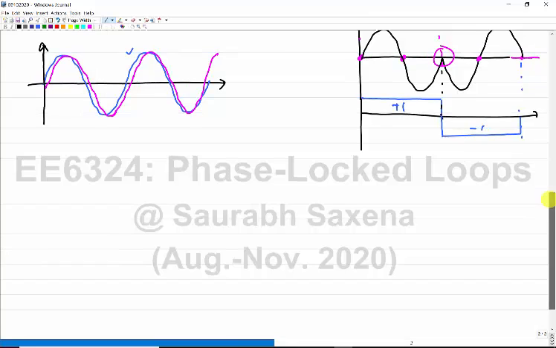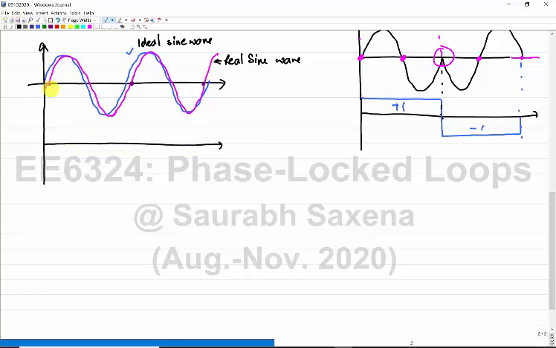Okay, so now if we look at this ideal sine wave, and you look at the magenta one, which is, let us say, a real sine wave, let's say it's a clock, what you see here is that there is a difference in the zero crossing of the two signals. I am only looking at the positive edge for now, not the negative edge. We can look at both edges, but I want to reduce my workload, so I will look only at the positive edge. The quality of the clock depends on how much error you are going to have at the zero crossing with respect to the ideal clock.